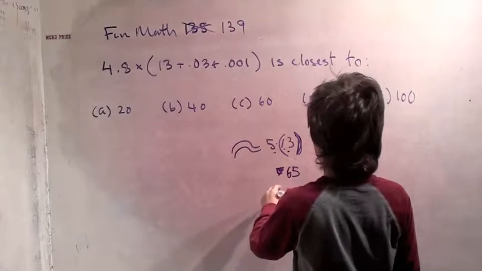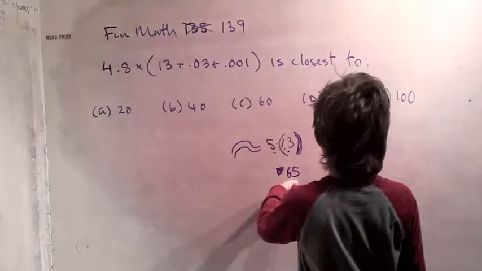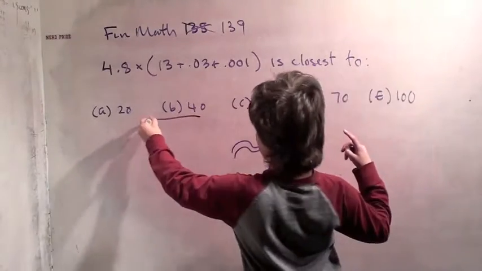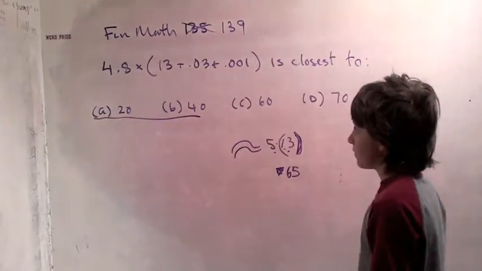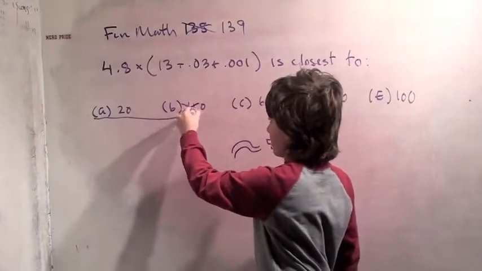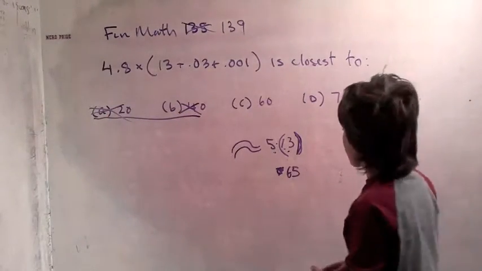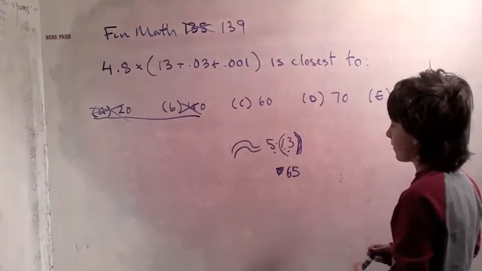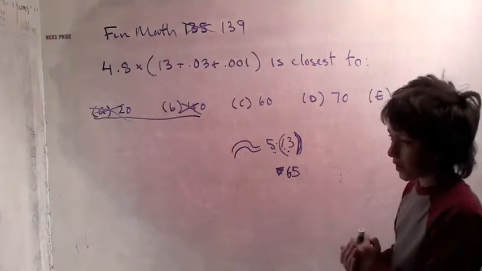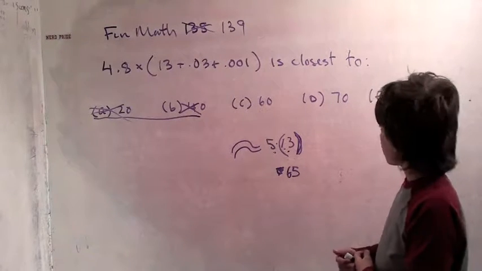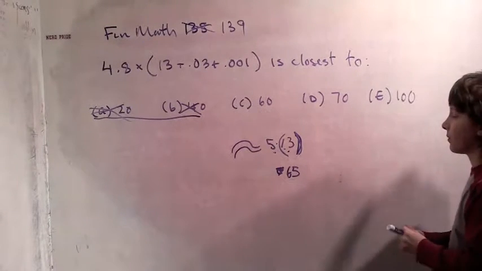Okay. How does that help you? Well, 65 lets us eliminate these two choices, A and B. A and B you can't have. Now you can do a little more careful approximating. Is there any other choice you can eliminate? Well, 100 too.